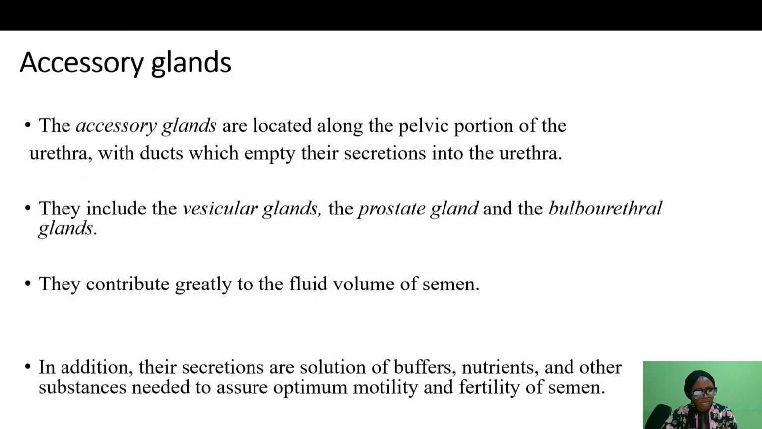Now we have the accessory glands. The accessory glands are located along the pelvic portion of the urethra. That is, when the sperm cells are traveling out through the seminiferous tubule to the rete testis, to the epididymis, the head, the body, the tail, then to the vas deferens, then along this part between the vas deferens and the urethra, it's just like a continued tube. Along this part, we have accessory glands.